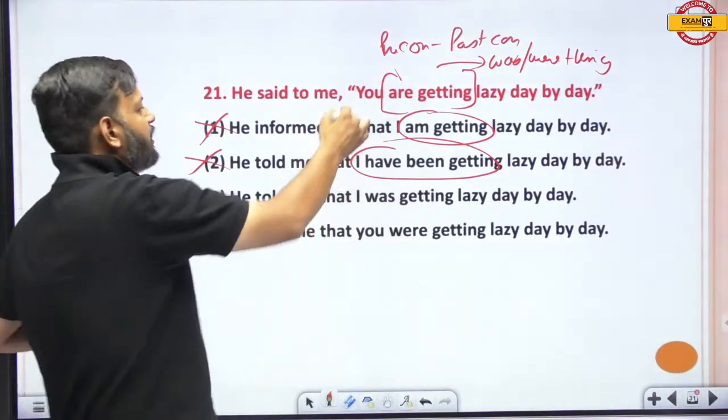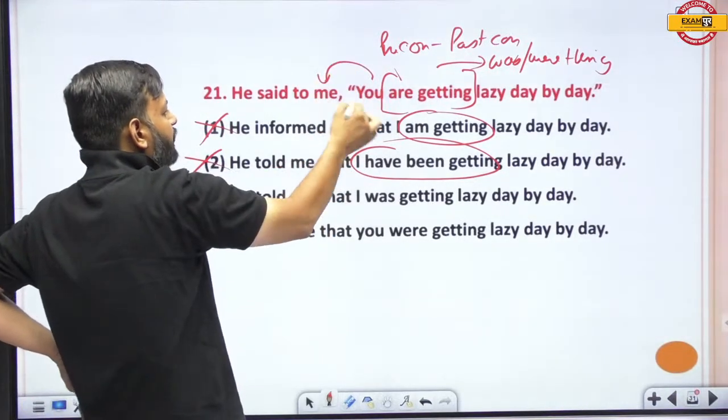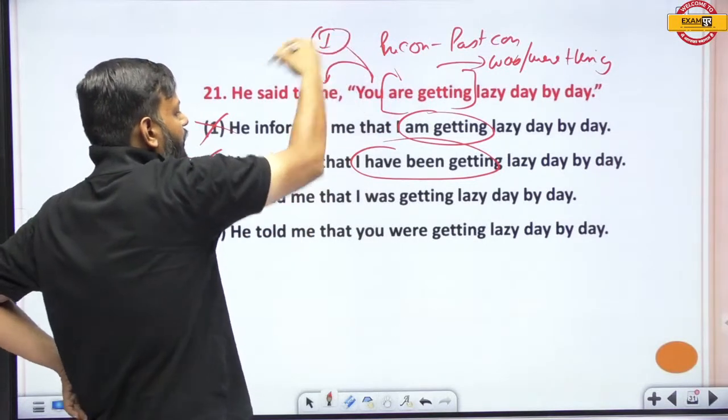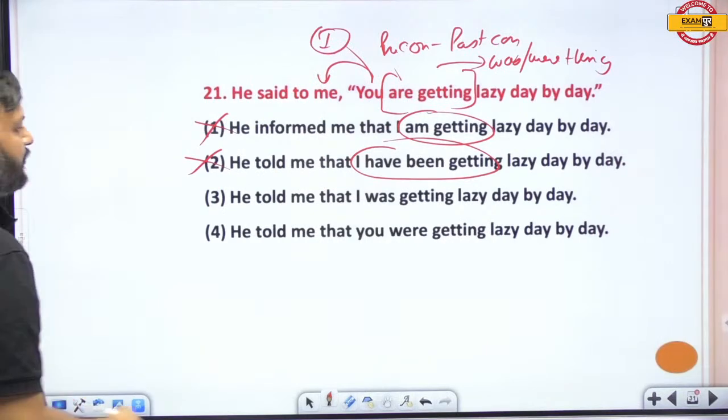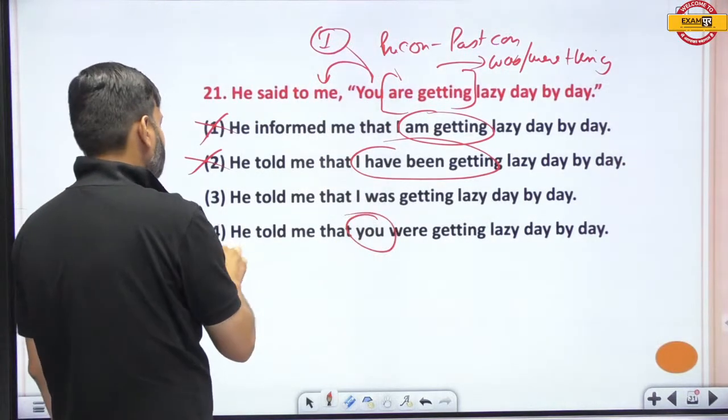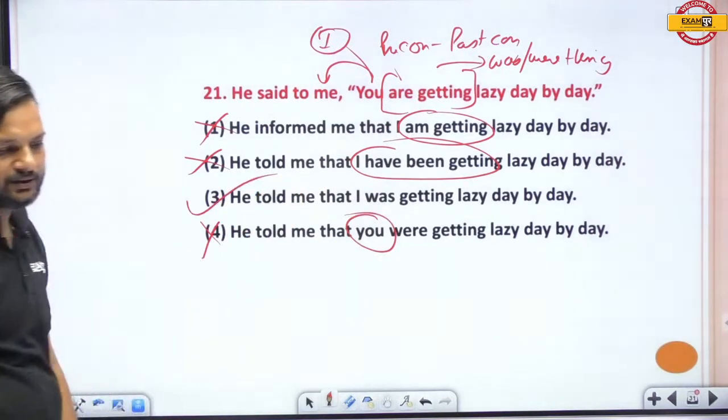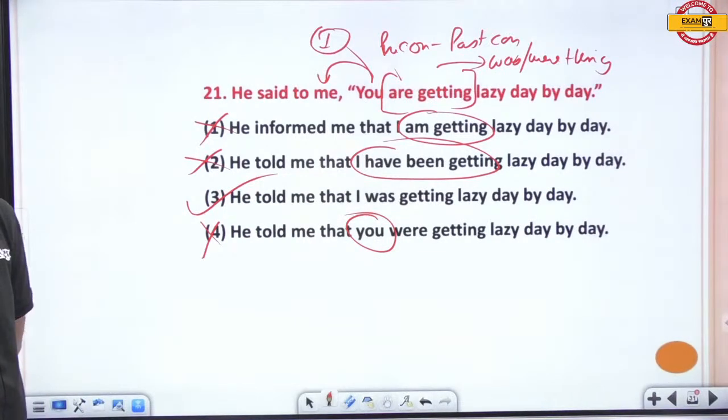And you has to be changed according to the reporting object. So you has to be changed into I. But in this sentence, you has not been changed. So eliminate this as well. The correct answer is 3.